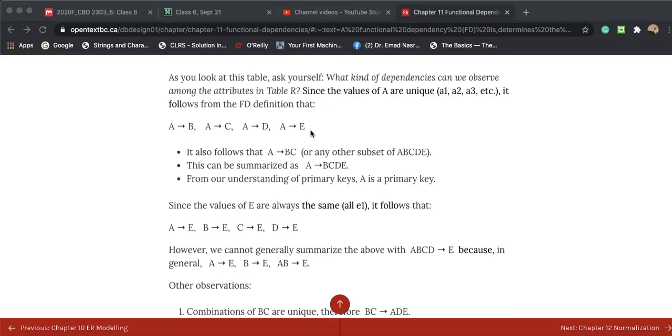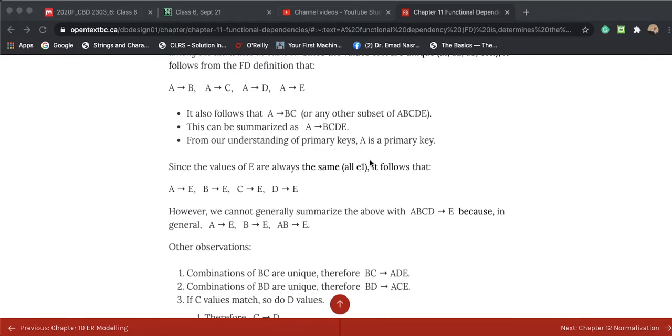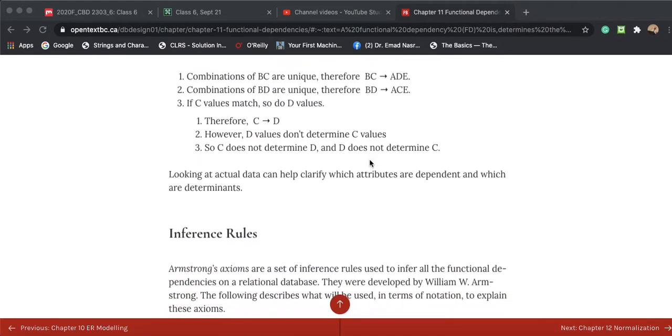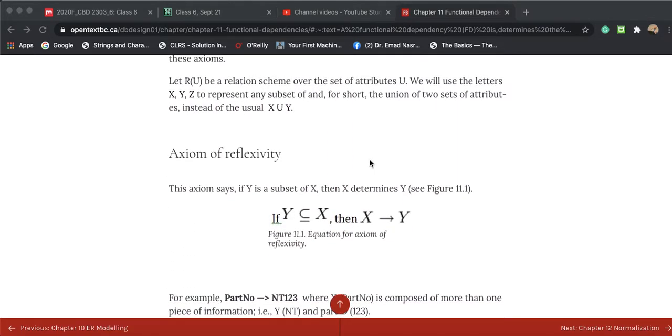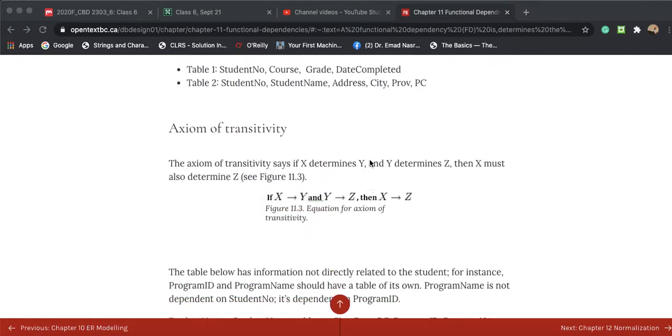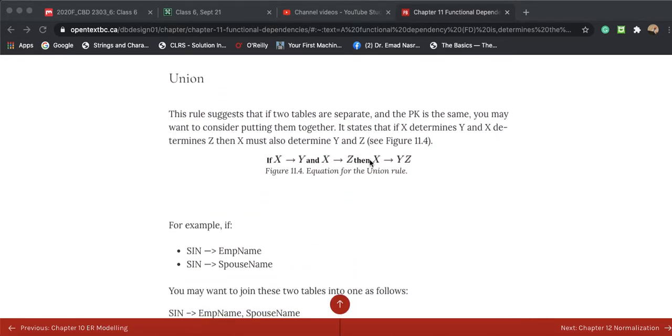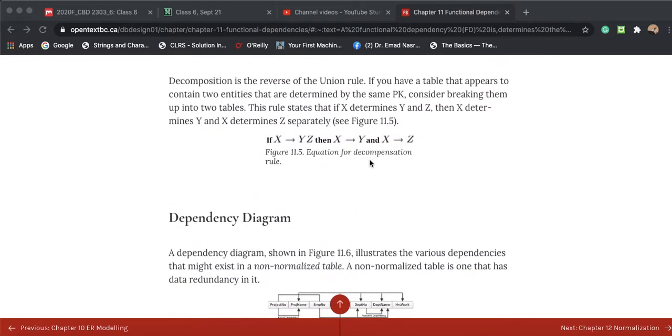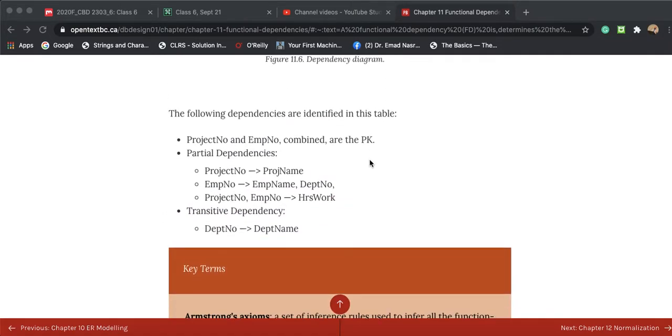Look here at the example. What exactly does the example want to say? When we have A to B, A to C, A to D, A to E, we can join them together, so it's A to all of them. This is one of the rules. We have many rules, but guys, I don't want you to go through the rules. No need at all.